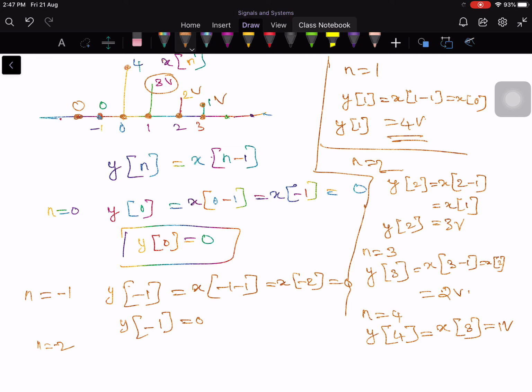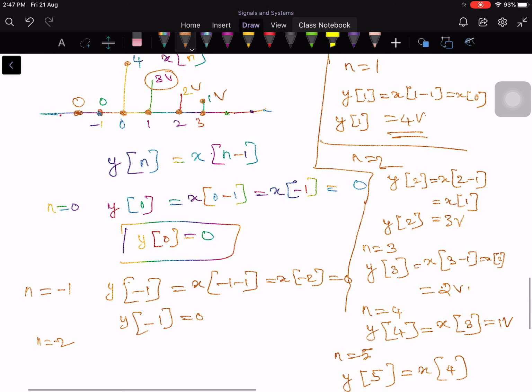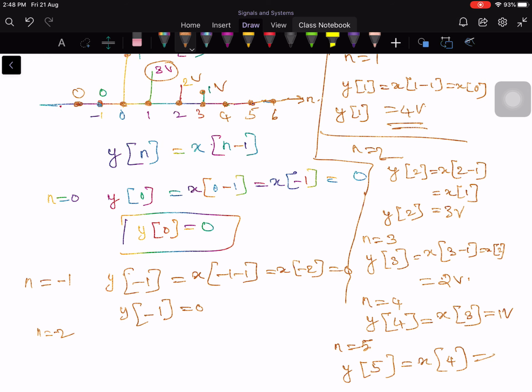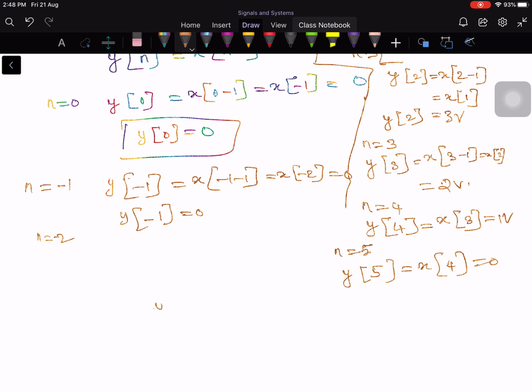Now put n equal to 5. Then what is going to happen? y of 5 is equal to x of 5 minus 1, that is x of 4. If you look at this figure, from 4 onwards it is 0. Therefore y of 5 equal to 0. So we got different values of y. So what is your y of n? y of n is equal to x of n minus 1.